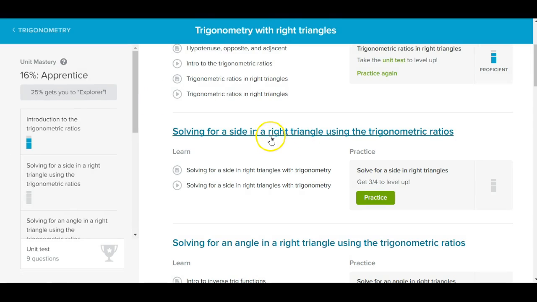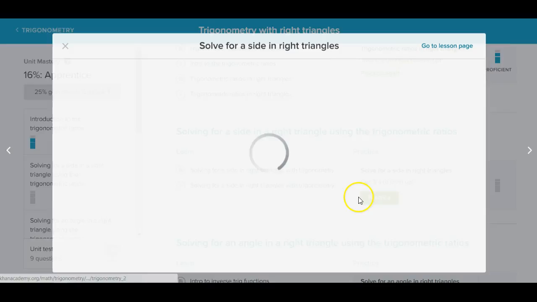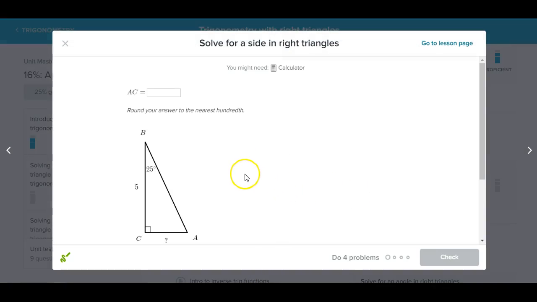Okay, so now here I am. I'm solving for a side in a right triangle using trig ratios. Let's see if I can get this thing going here. I have to be really careful, but I'm going to try to do it.